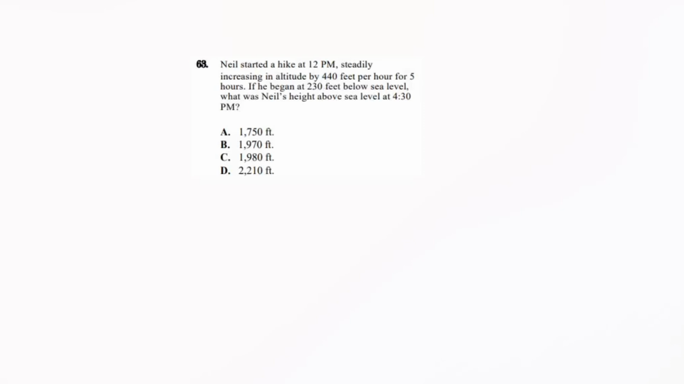Right, so this question asks this. Neil started a hike at 12 p.m., steadily increasing in altitude by 440 feet per hour for 5 hours. If he began at 230 feet below sea level, what was Neil's height above sea level at 4:30 p.m.? So I'm going to start with the time, right? The time elapsed would be from 12 p.m. to 4:30 p.m. And we know that is 4.5 hours.